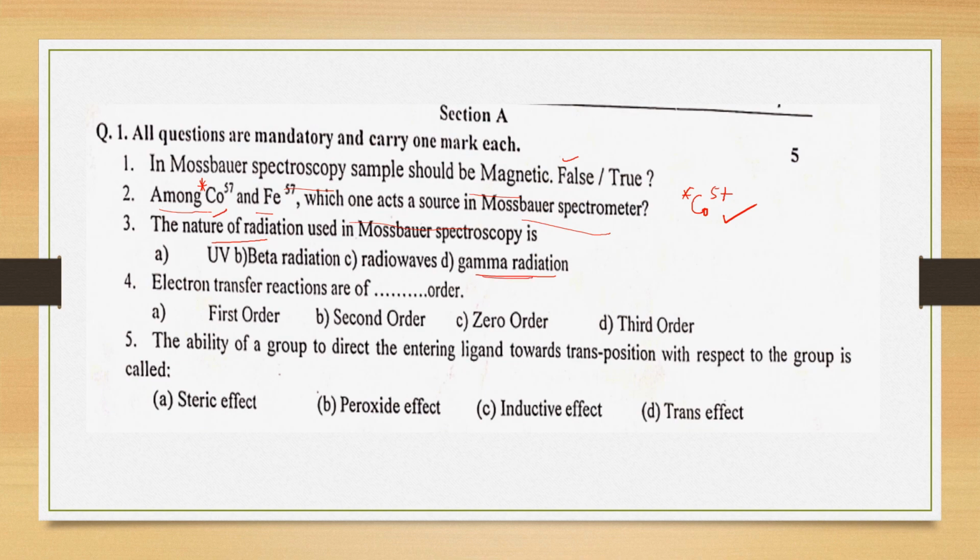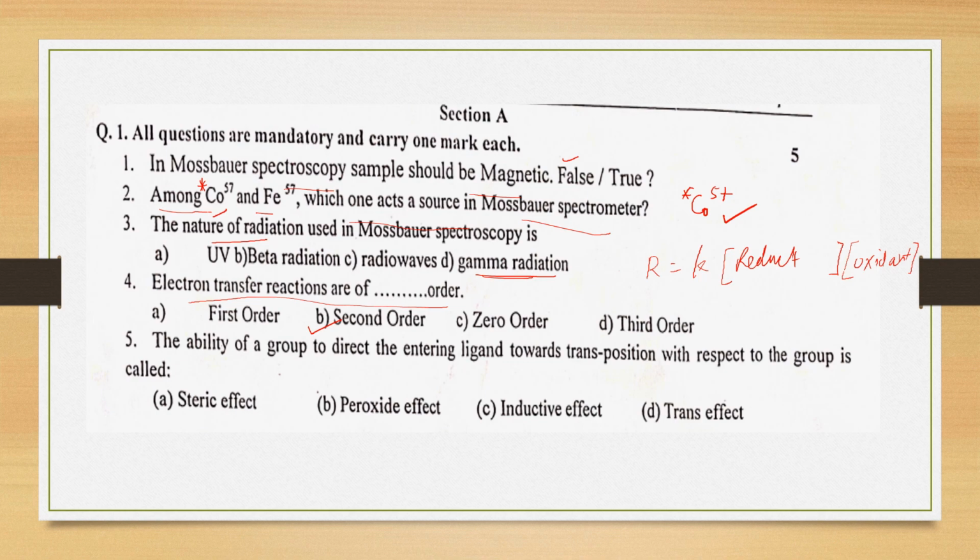The gamma radiation. Now, electron transfer reactions are of which order? Basically electron transfer reactions are second order reactions, because when we write the rate, it is written like this: R is equal to K into reductant into oxidant.